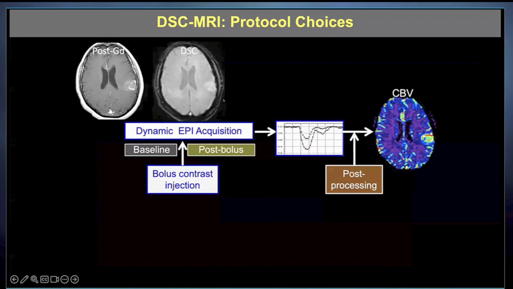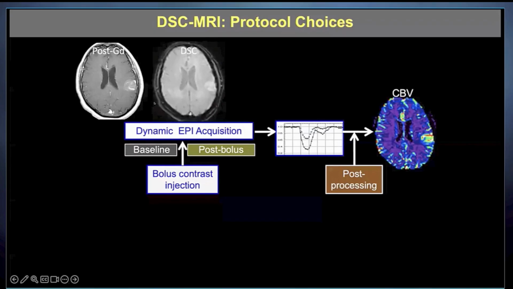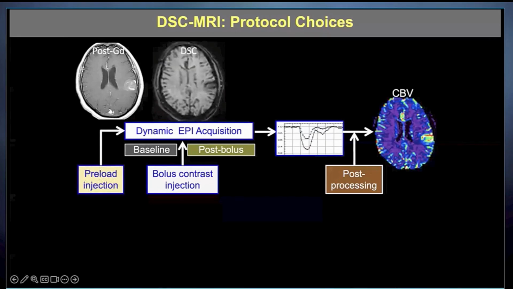So with DSC MRI, we use a gadolinium-based contrast agent as our tracer, and we image dynamically before, during, and after bolus contrast injection to yield signal versus time curves for each voxel. We process these signal versus time curves following the principles of tracer kinetics to make cerebral blood volume maps of the brain.